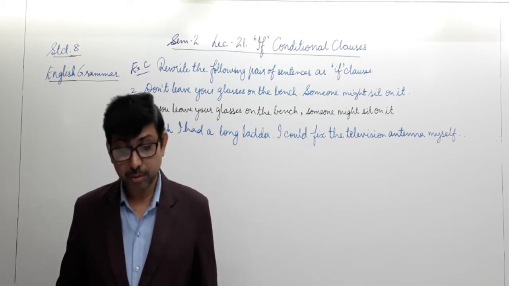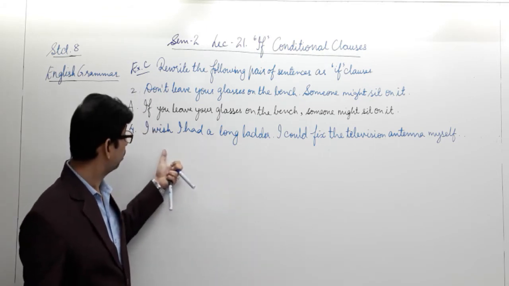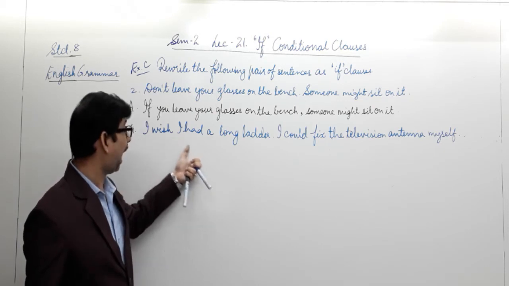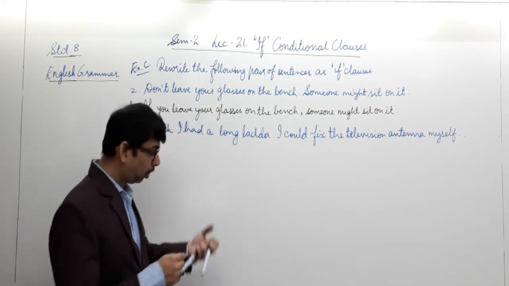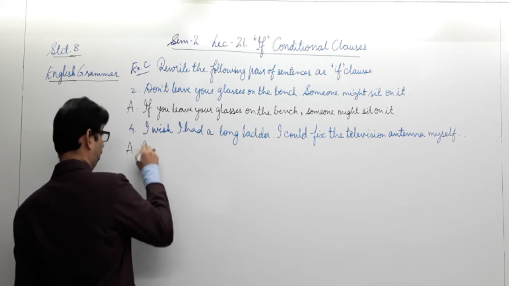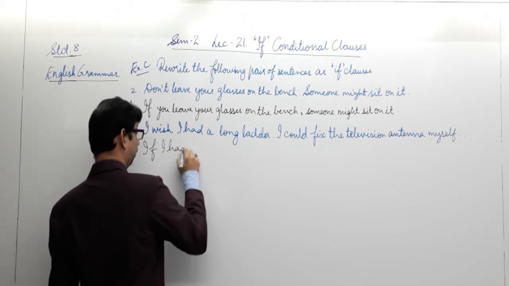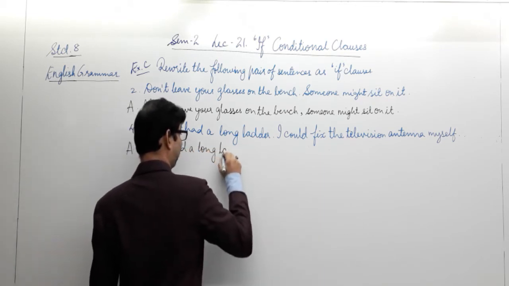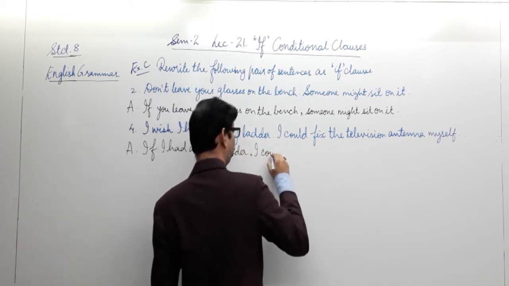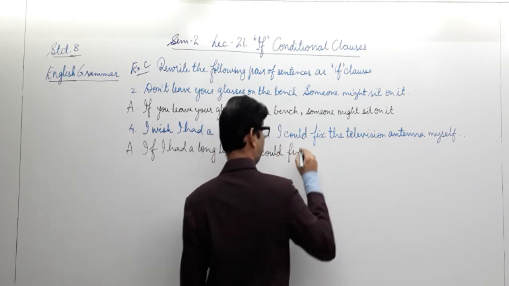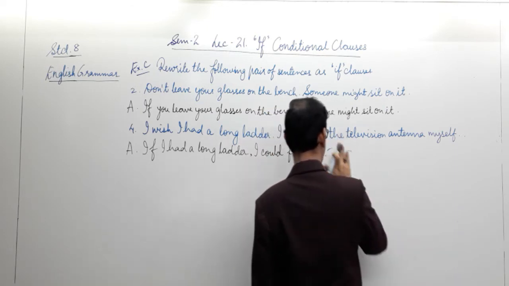So we can very well see in this fourth sentence given to us that the first sentence can be used to create the if condition, expressing the desire: if I had a long ladder. That is how we're going to create it. Let's write it, understand and analyze it. If I had a long ladder, so I wish is now transformed to the word if. If I had a long ladder, comma, I will write in the main clause, I could fix the antenna, the television antenna myself.